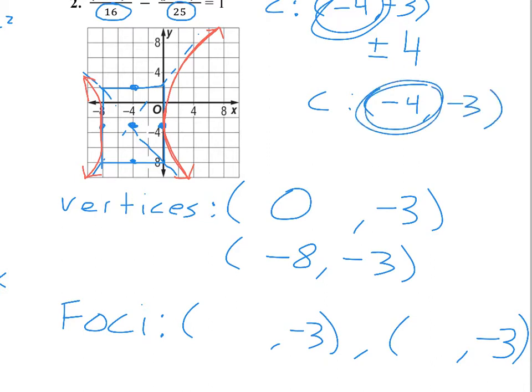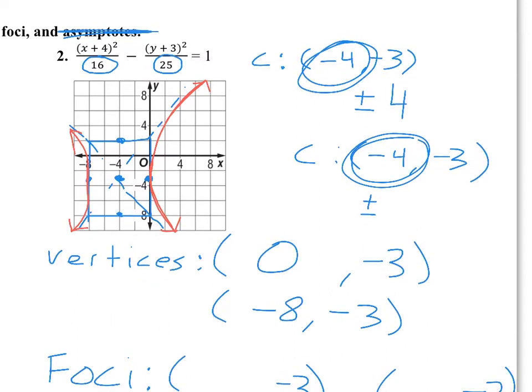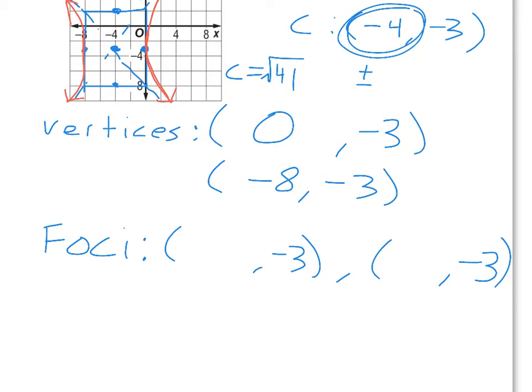And now from this number, we want to add and subtract the c value. So what was the c value? What's 16 plus 25? That's 41. That makes the c value radical 41. So I actually could have used one set of parentheses. I want to take the -4 that was already there and add and subtract radical 41. And then I'll just get rid of this other one.